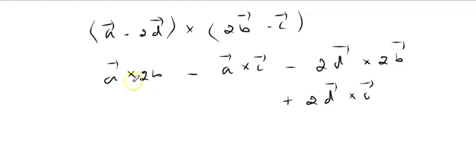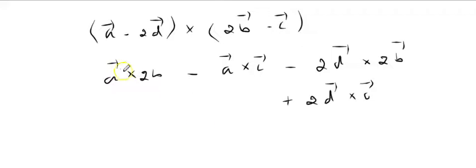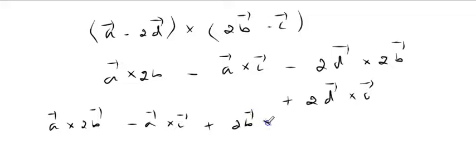So, A vector cross B vector, this and this can be cancelled. You can see that A vector cross B is equal to C cross D. So I can rewrite this as A cross 2B minus A cross C, and this I'll rewrite as plus 2B cross 2D, because D cross B is minus of B cross D, right? In the same way, this D cross C I can rewrite as minus of C vector cross 2D vector. So this and this, A cross B is C cross D, will get cancelled.